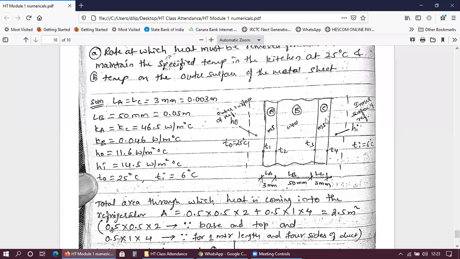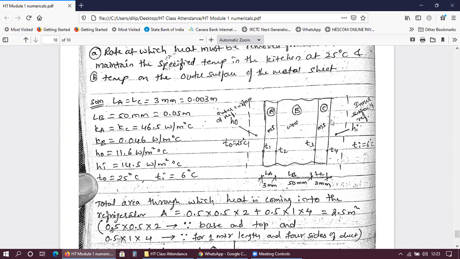As you can see, there are 2 MS sheets, 3 mm thick, and in between these 2 MS sheets a glass wool insulation has been inserted, and its thickness is 50 mm. And this is the outside temperature of the refrigerator, so the atmospheric temperature is 25 degrees Celsius, and HO is the heat transfer coefficient at the outer surface. This is the outer surface, and this is the inner surface of the refrigerator.